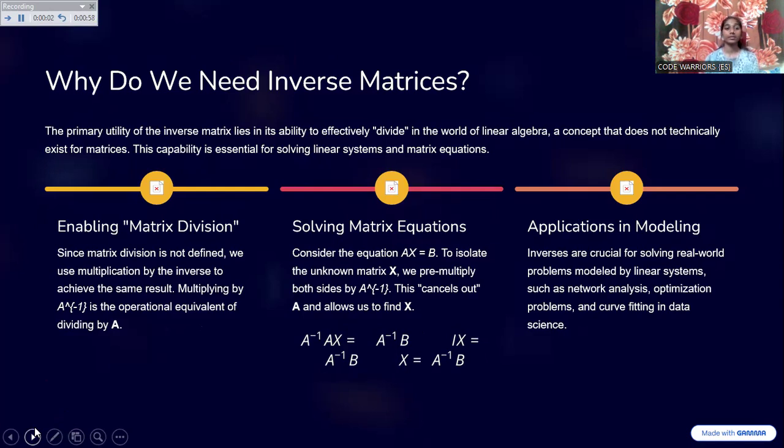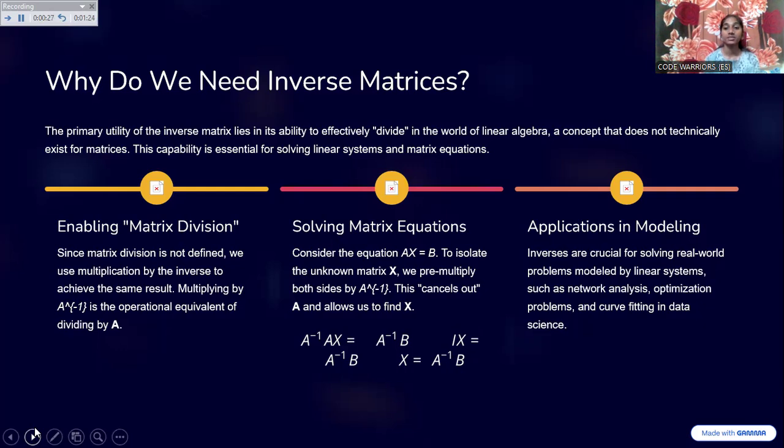Why do we need the inverse matrix? Firstly, to enable matrix division. Since matrix division is not defined, we use multiplication by the inverse matrix to achieve the same result. Secondly, for solving matrix equations, consider the equation AX = B. To isolate the unknown matrix X, we pre-multiply both sides by A^-1. This cancels out A and allows us to find X.